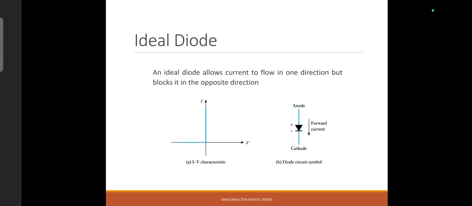Ideal diode. An ideal diode is a theoretical model. It behaves like a perfect switch. When it is forward biased, it offers zero resistance and allows current to flow freely. When it is reverse biased, it offers infinite resistance and completely blocks current. Although no practical diode behaves exactly like this, the ideal diode model helps us to understand the basic operation of a real diode.